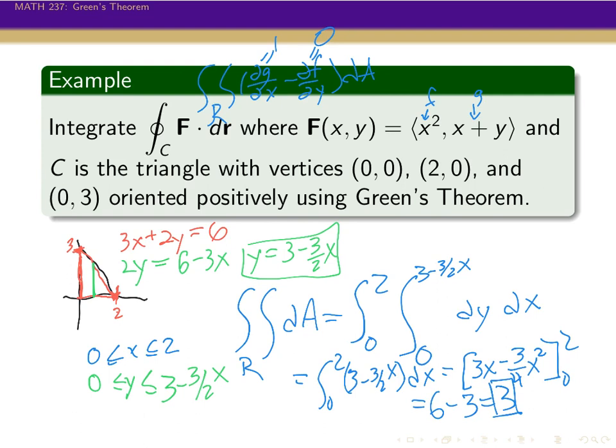In fact, we could have just noticed that if we're just integrating dA over R, then all we're trying to do is get the area of the triangle, and this is a triangle with height 3 and base 2, and so 1/2 times 3 times 2 is just going to give us 3. And so these are all much faster ways than actually integrating around the sides.